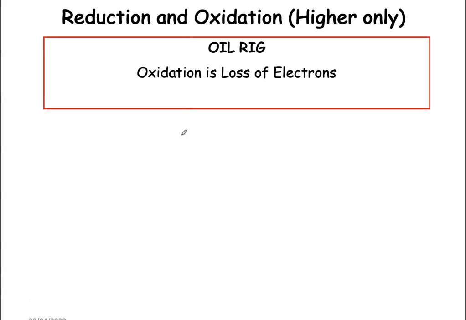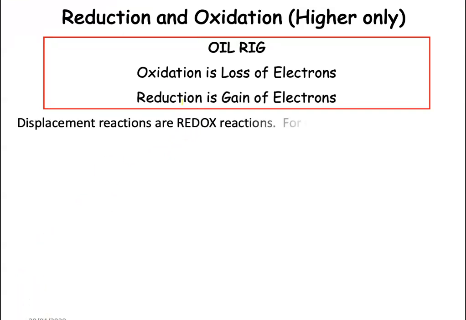Reduction and oxidation are of two types. One is to do with loss or gain of oxygen. The other one is to do with loss or gain of electrons. We are looking at loss or gain of electrons. Oxidation is loss of electrons. Reduction is gain of electrons. Displacement reactions are redox reactions.